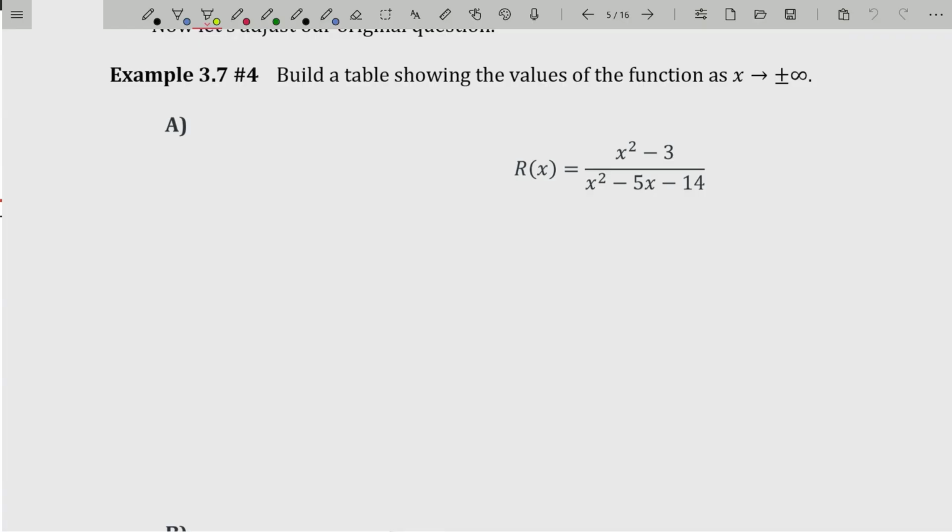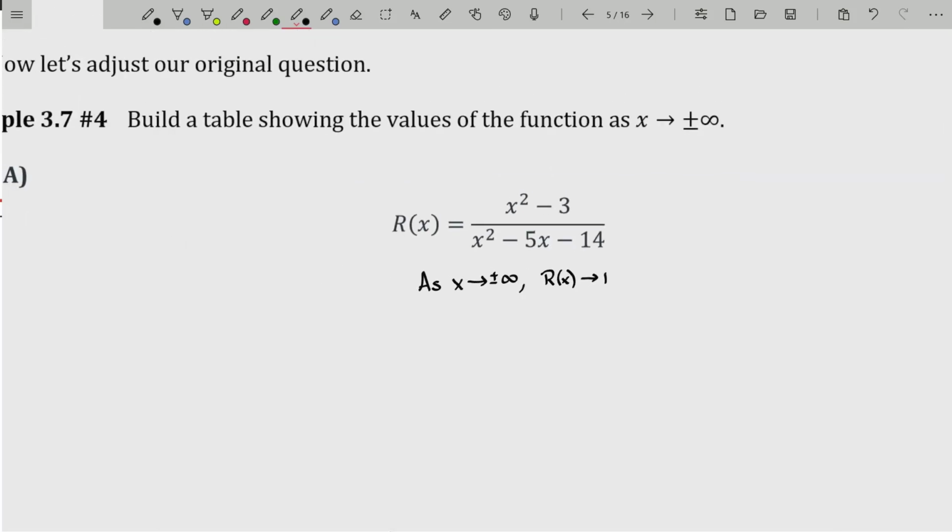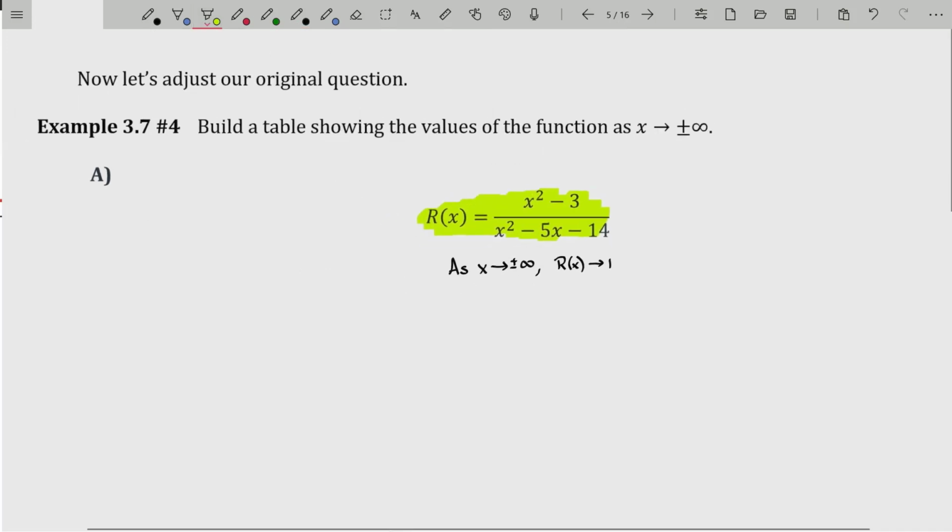So it looks as though the statement would be, as x goes to either plus or minus infinity, the behavior is the same, whichever way it goes. The function is approaching a height of 1. And that's the way you want to think of it. So just notice here what this function looks like.